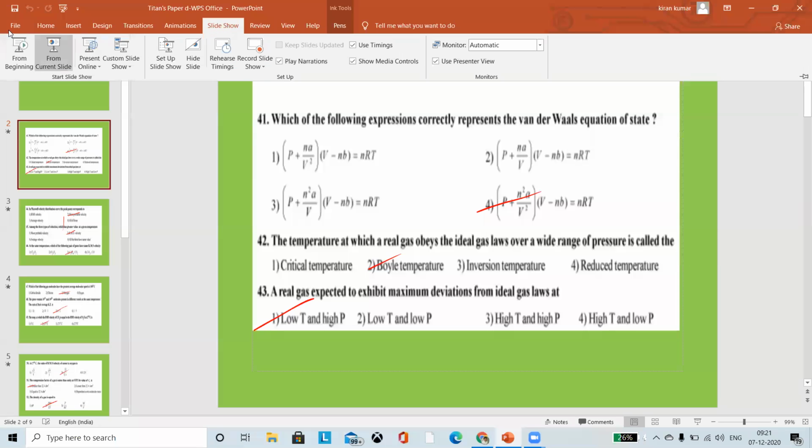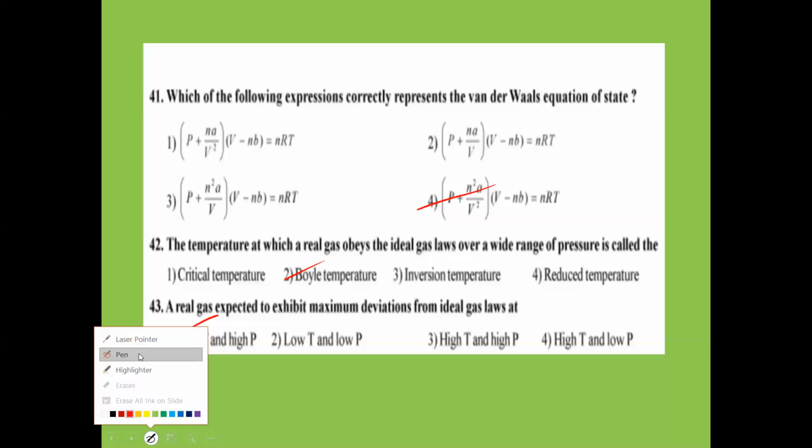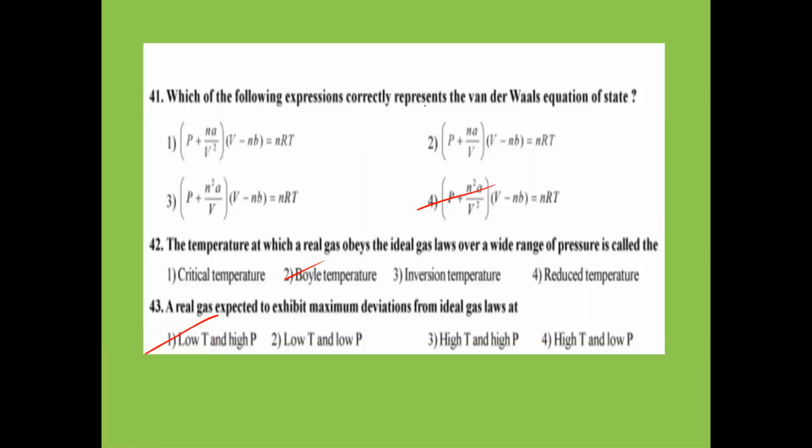So the first question is: which of the following expressions correctly represents the van der Waals equation of state? So we know the van der Waals equation. This equation is for which gases? For real gases. Real gases means non-perfect gases, or non-ideal gases.